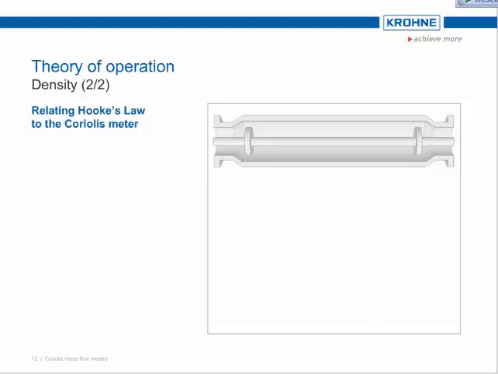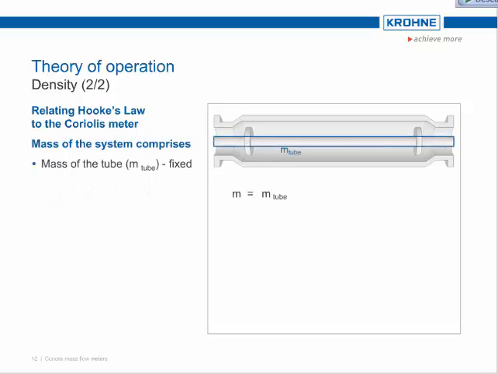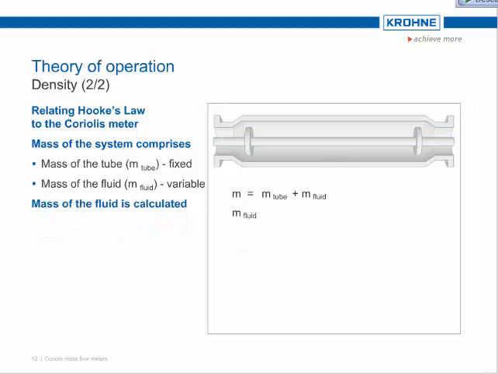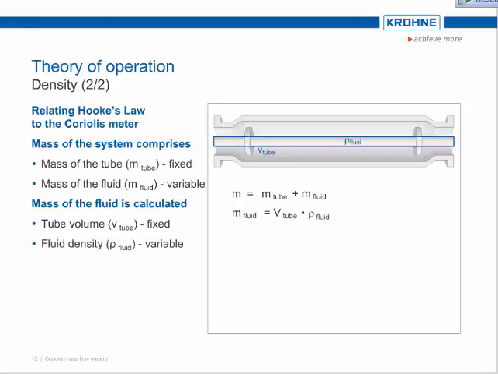Let us now relate the theory of Hooke's law to a Coriolis mass flow meter. The mass of the spring system M equals the mass of the tube, M tube, which is fixed, plus the mass of the fluid in the tube, M fluid, which is variable with the process. The mass of the fluid in the tube is calculated from the volume of the tube, V tube, which is fixed, multiplied by the density of the fluid, ρ fluid, which is variable.